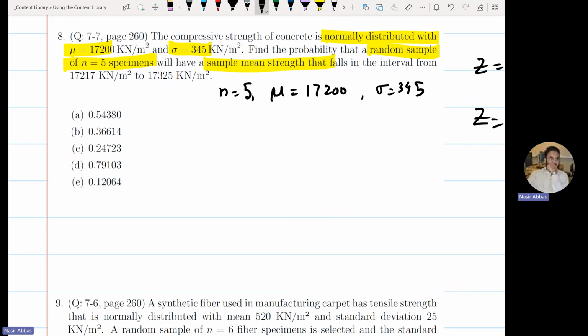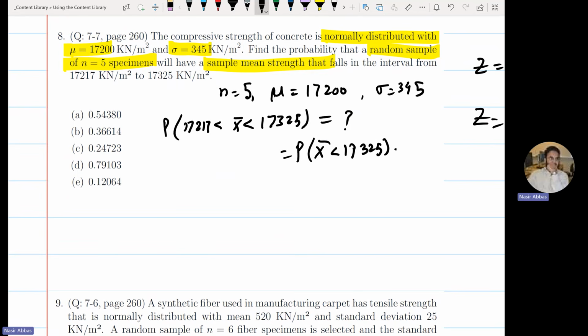Find the probability that the sample mean strength is between 17217 and 17325. This is required. Okay, so first convert it to less than format. This is probability of X bar less than upper limit minus probability of X bar less than lower limit.